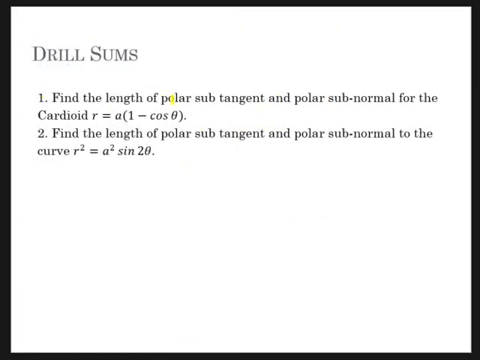Drill sums. Problem 1. Find the length of polar subtangent and polar subnormal for the cardioid r is equal to a into 1 minus cos theta. Problem 2. Find the length of polar subtangent and polar subnormal to the curve r square is equal to a square sin 2 theta.